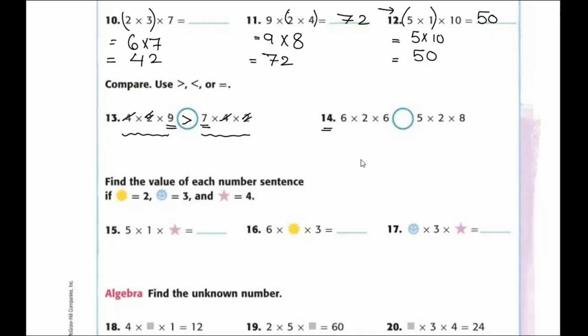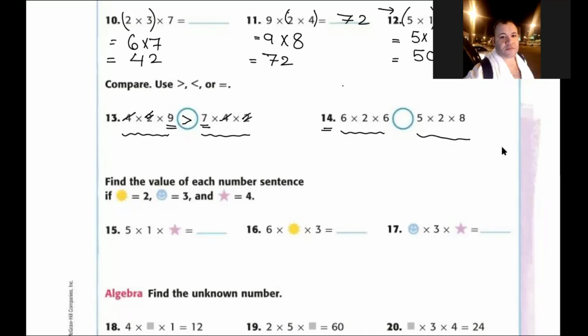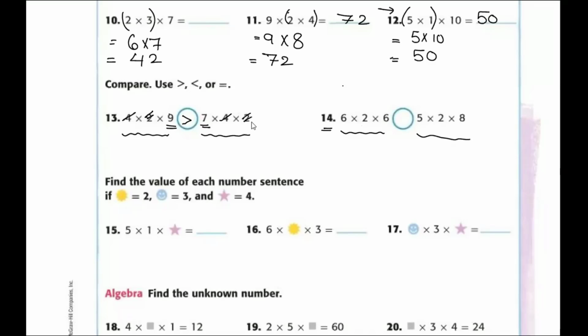So for number 14, just remove the repeated number. What is the repeated number? Is there any number repeated at the left and at the right at the same time? Yes, 2 is repeated here at the left and 2 is repeated at the right. So remove the repeated number. Okay. So now the remainder is 6 and 6.